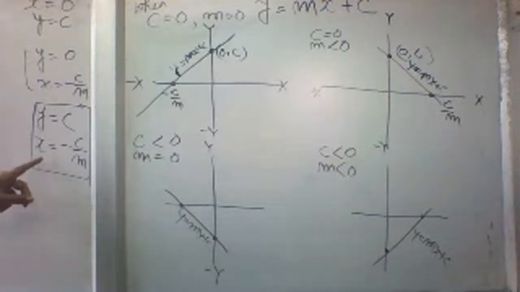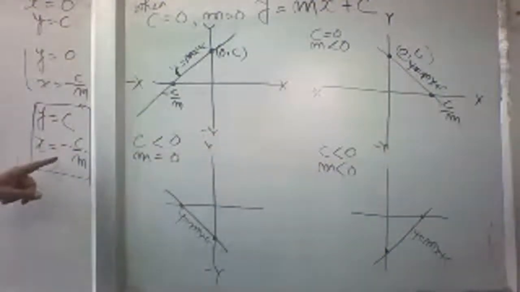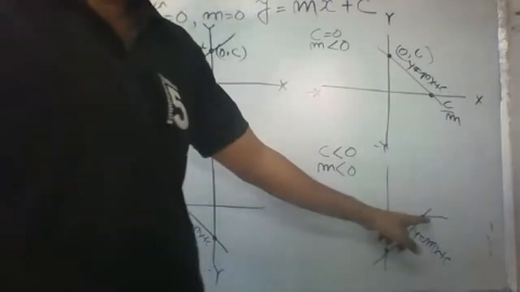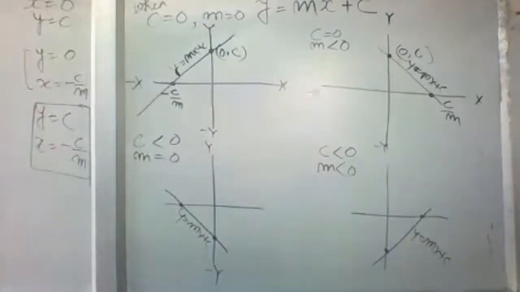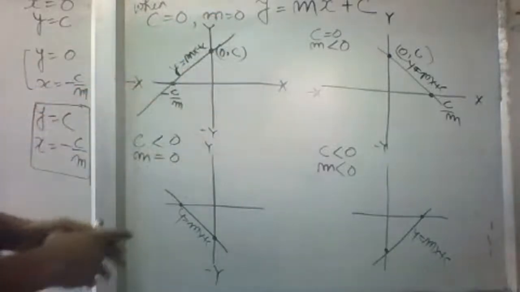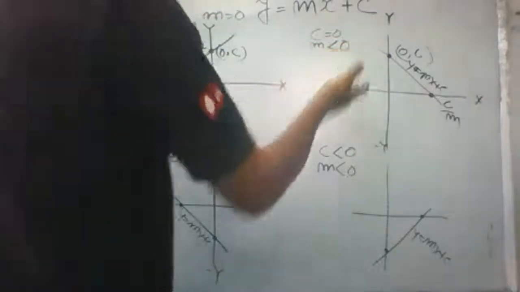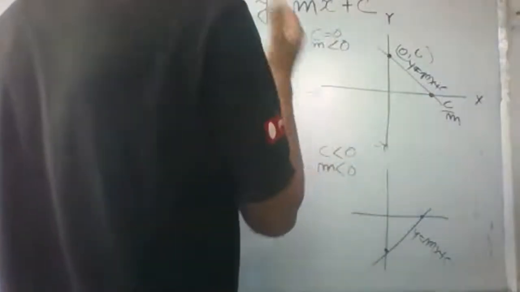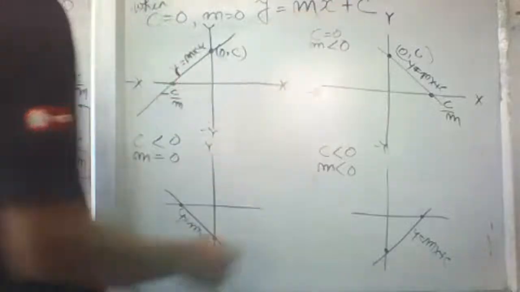When the value of m is smaller than 0, meaning minus, the line will lie in the minus-minus and plus quadrants depending on the value of x on the x-axis. All these are the conditions: c equal to 0, m equal to 0, c equal to 0, m less than 0, c less than 0, m less than 0. This is all the conditions of y equals mx plus c.